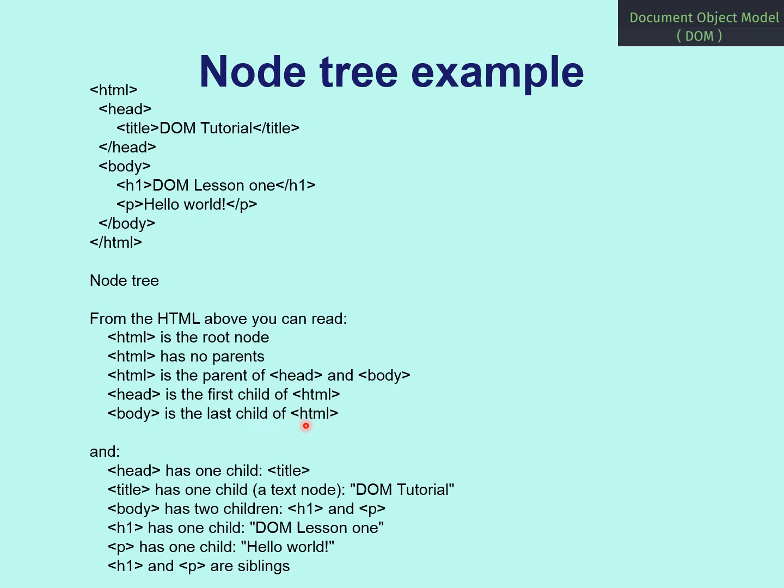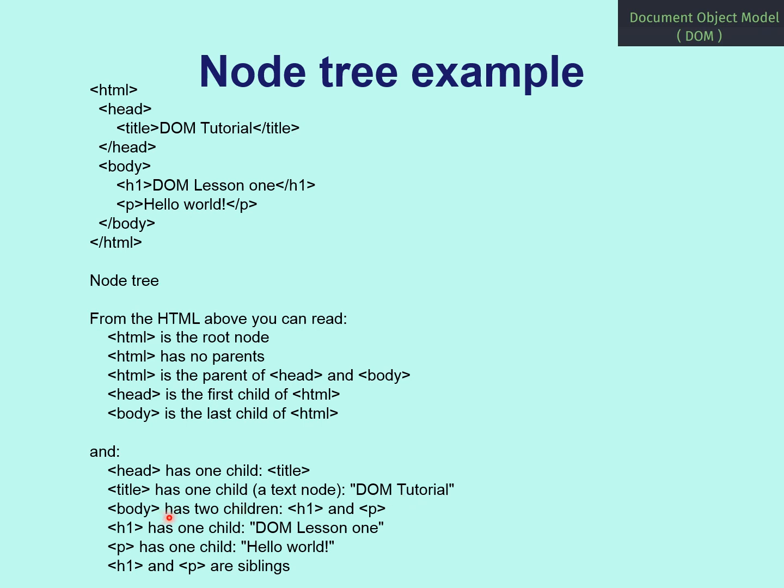So what we construct is HTML as the root node. The left child is the head tag, the right child is body. Only two children are there. Then we move on to the left side. Head has one child, title, and title has one child, a text node, DOM tutorial. So the left child of HTML is head, head has another child, title, and title has another child, which has the text value DOM tutorial.